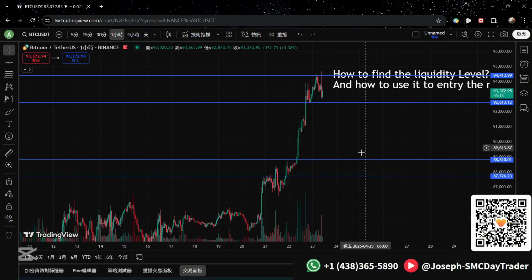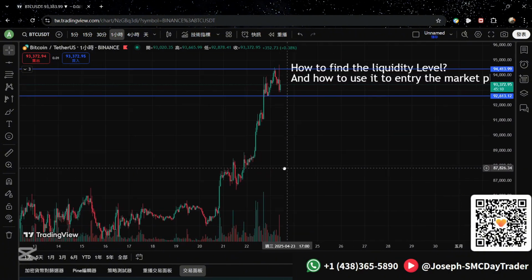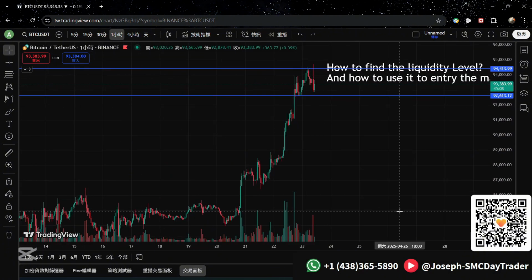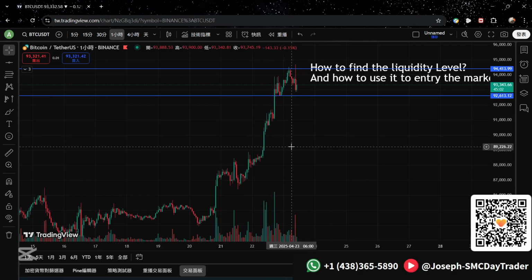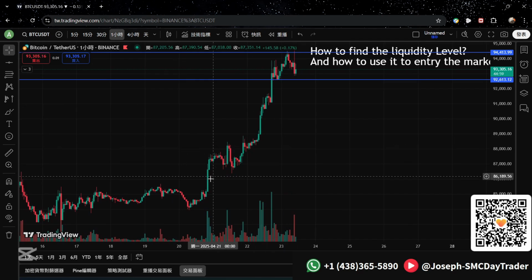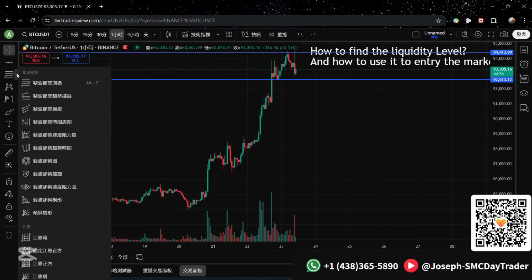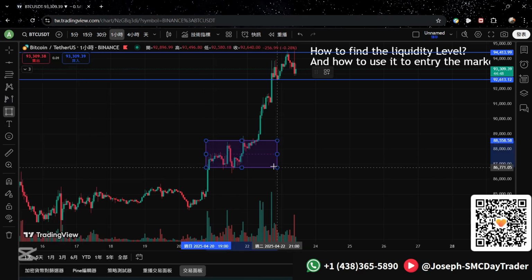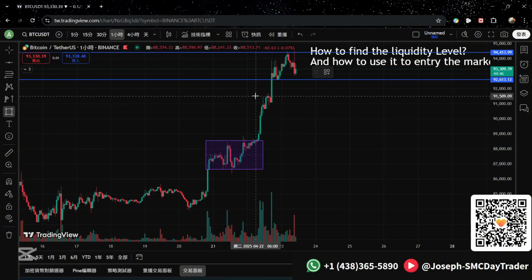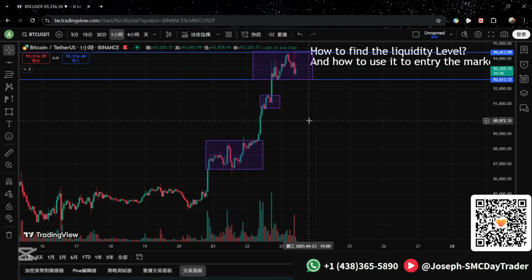Change to the 1 hour chart. We can see it's a bullish trend market right now, and most of the candles are going up immensely. But there are still a few parts doing consolidation between each move up. For example, you can see here, and here, and here. We look at these as liquidity levels.